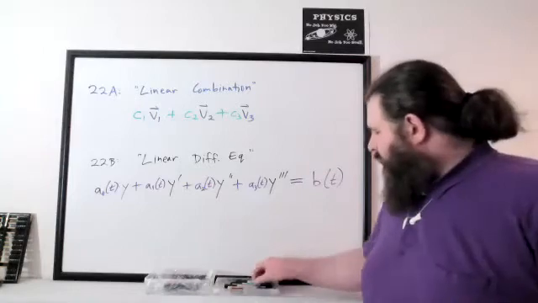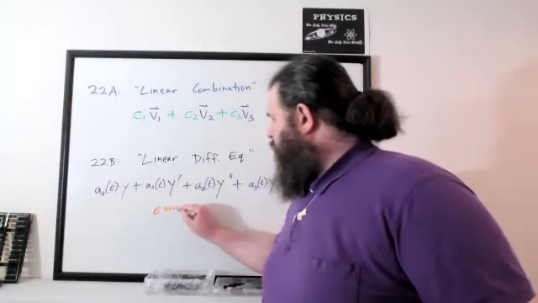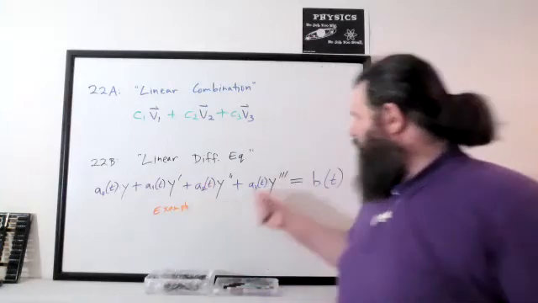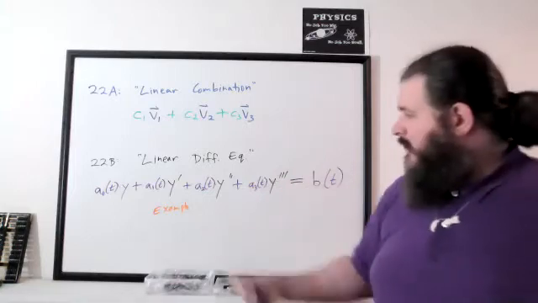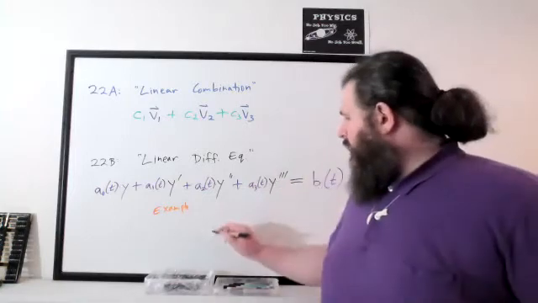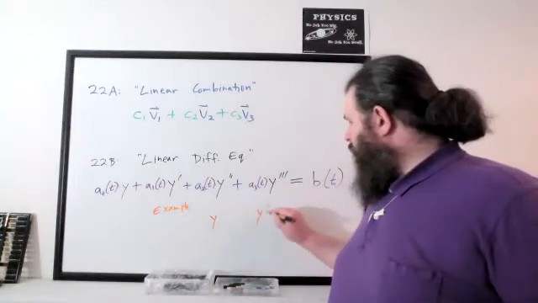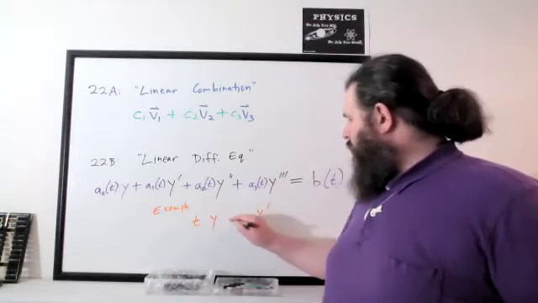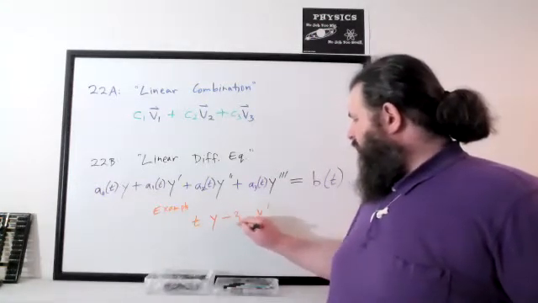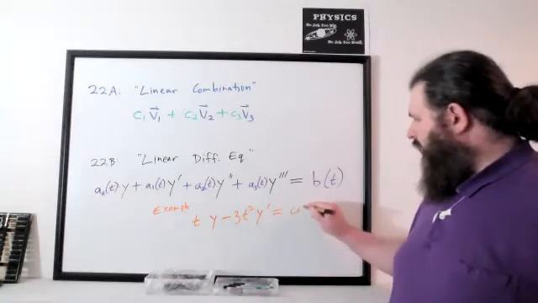So for example, and of course it doesn't have to be third order. You could have more terms as long as it continues to follow this pattern. For example, you could have something like, maybe you've got a y and a y prime. Maybe y is multiplied by t, y prime is multiplied by negative 3t squared, and that equals cosine of t.